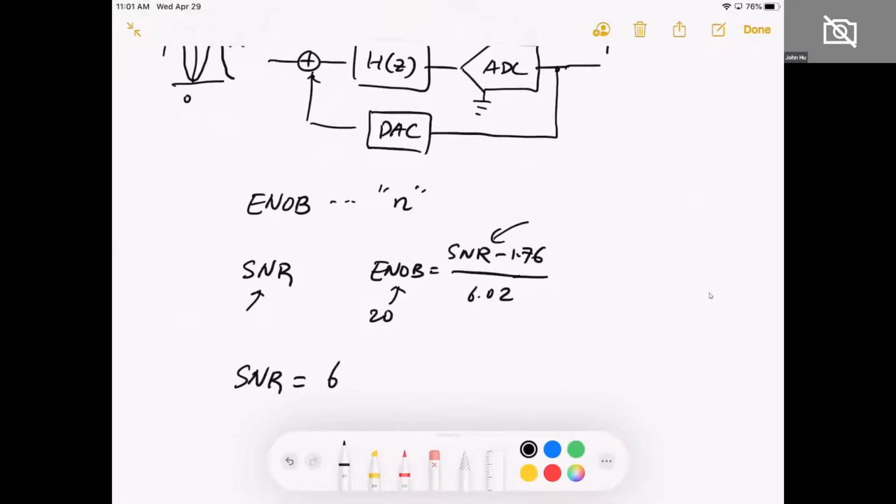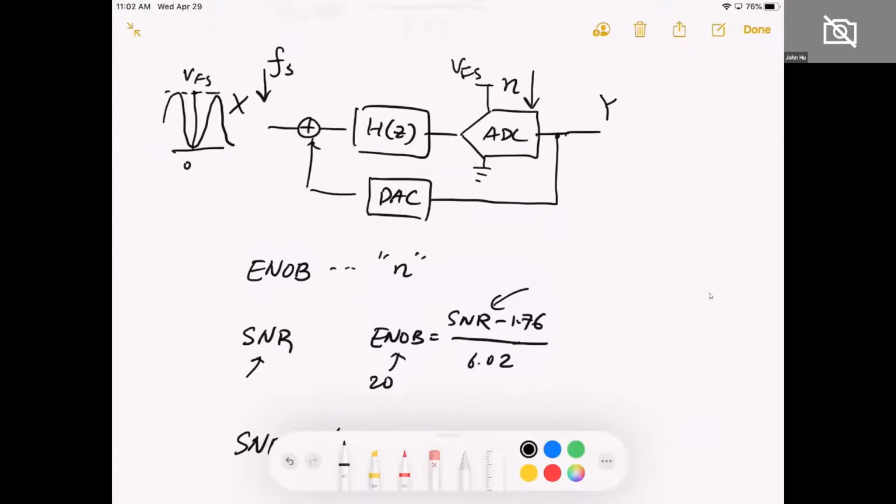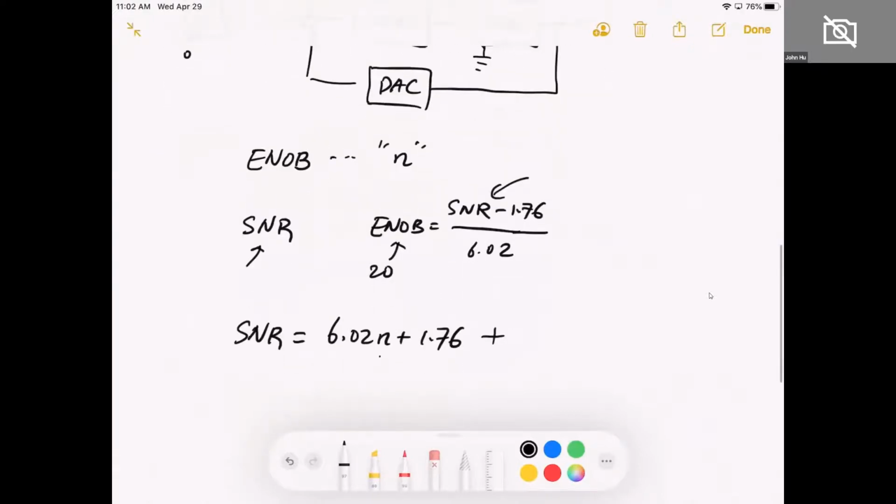The number of bits is 6.02 times n. What is this n this time? This n is the real n you put into your ADCs. And then you have the benefit of noise shaping, depending on which order you have. This is the cost, again, depending on which order you have.